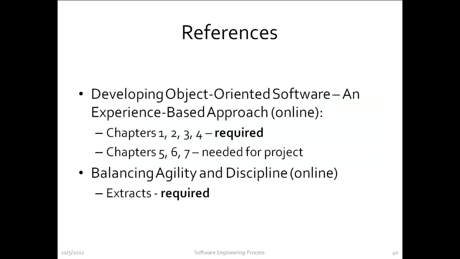Here's a list of references and additional reading material for this lecture. The first reference is a book from the IBM Object-Oriented Technology Center called Developing Object-Oriented Software, an Experience-Based Approach. The chapters of this book have been posted online for you to access electronically. In this book, chapters 1, 2, 3, and 4 are required, and chapters 5, 6, and 7 will be needed for the project. By the way, additional chapters as well in the lectures that follow.